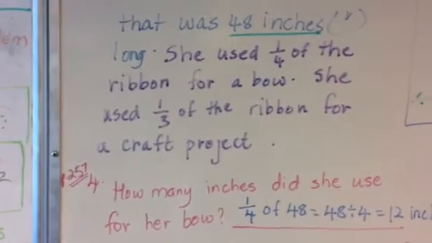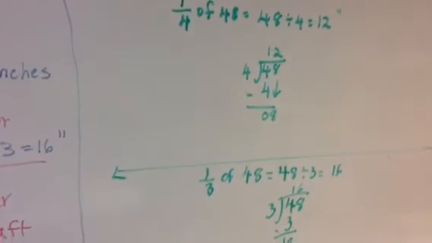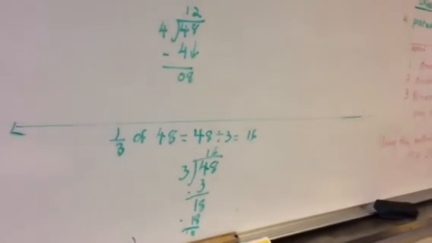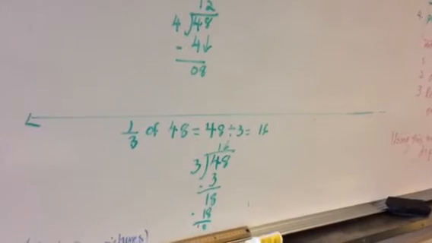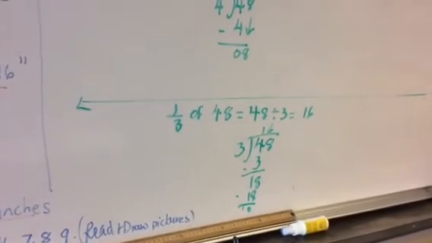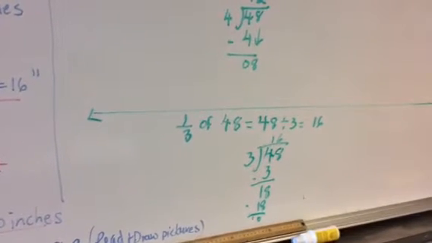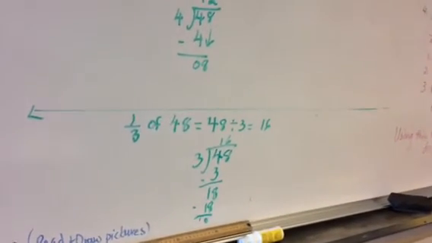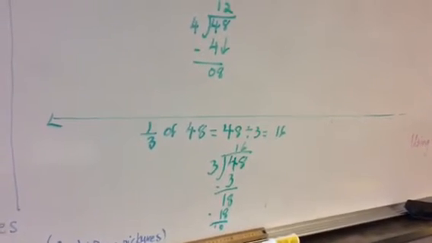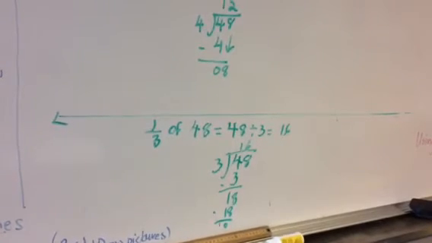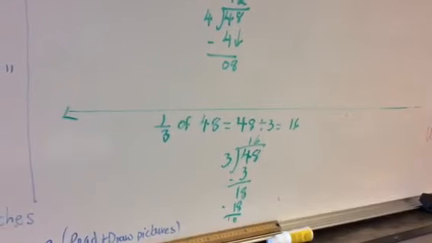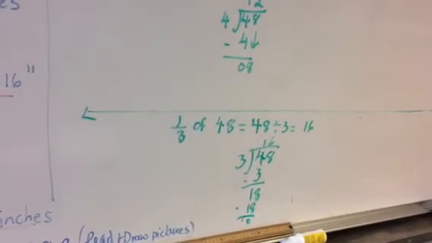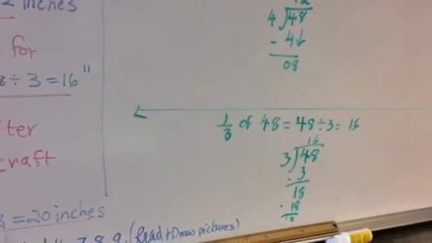Now the next part, it says she used 1/3 of the ribbon for a craft project. And then I drew another line of 48, and here I divided 48 divided by 3, and I got 16 inches. So you can draw a line and divide it. Now sometimes it helps your mind to picture it, and when you engage your hand and mind together, it brings better results. So draw pictures and don't be nervous, and it builds confidence when you draw pictures.